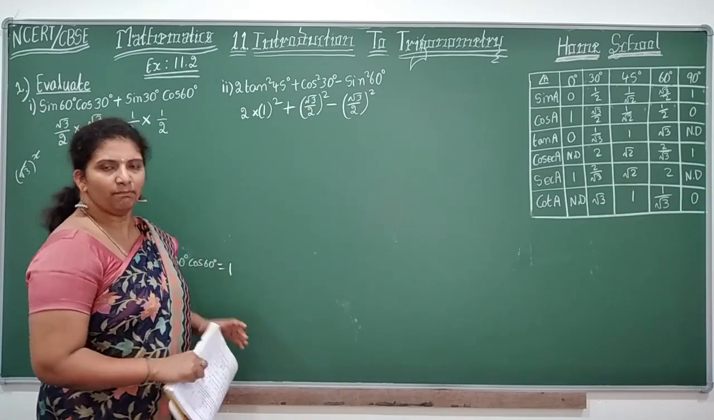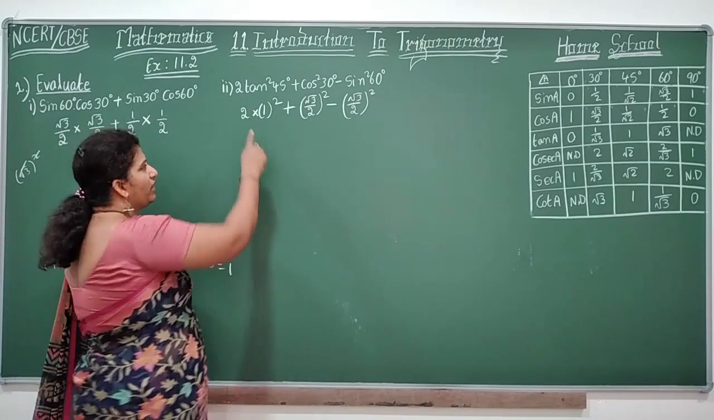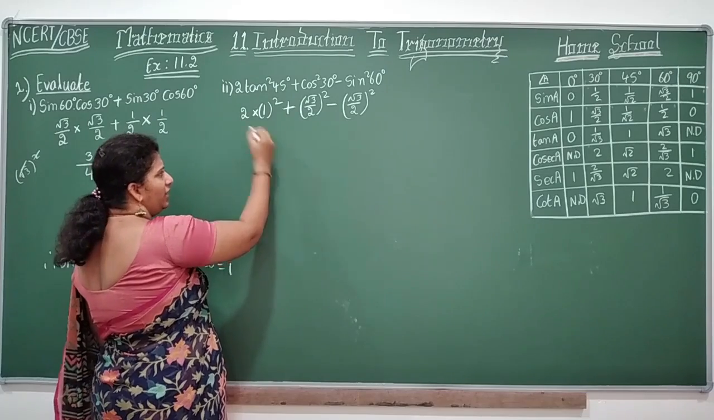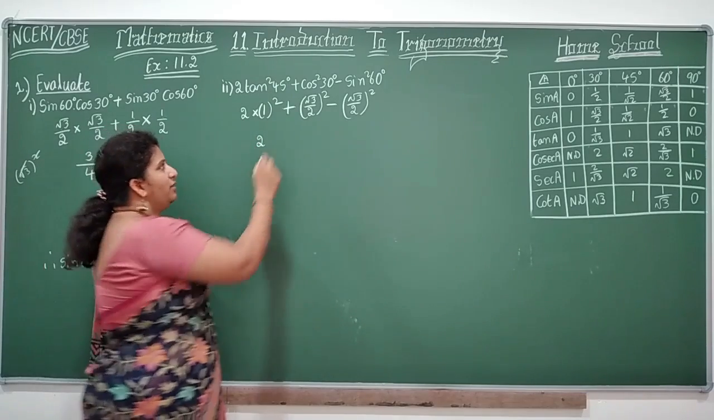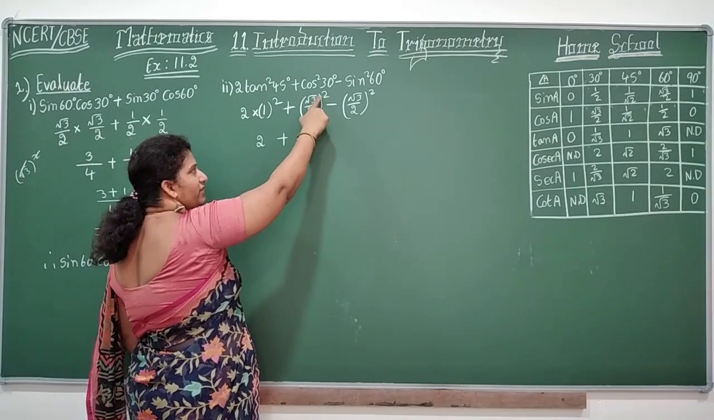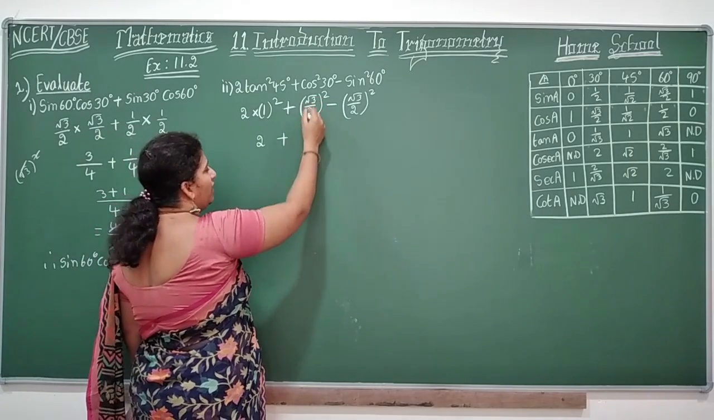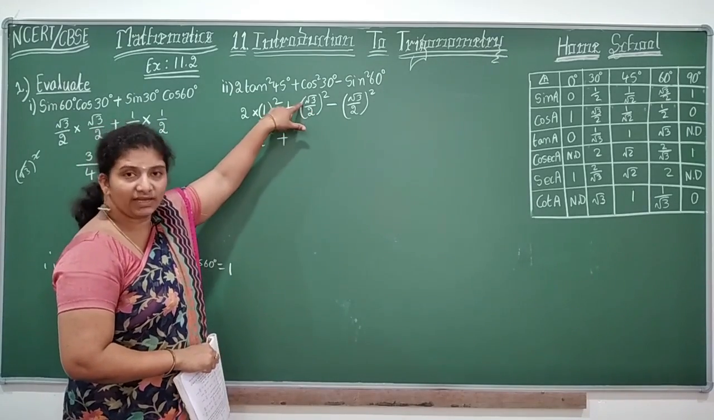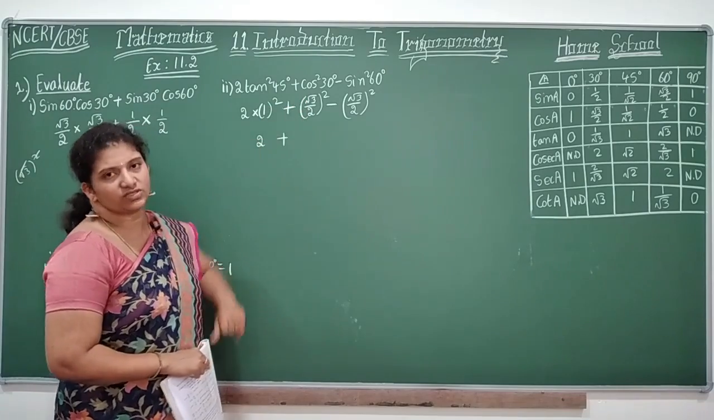Whereas 2 is a multiple. Right now, 1 ones are 1. 2 into 1 will be 2. Okay children? Plus square, split for the numerator and denominator. How do you write here? Root 3 by 2 whole square. Root 3 square by 2 square.